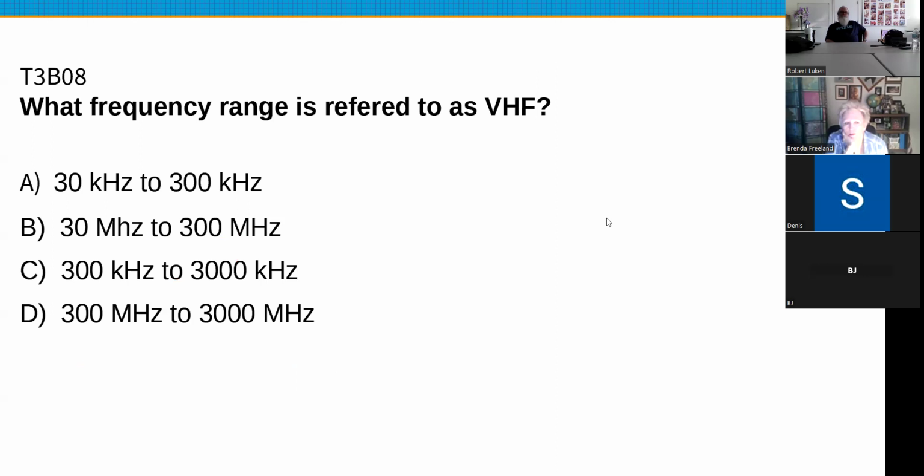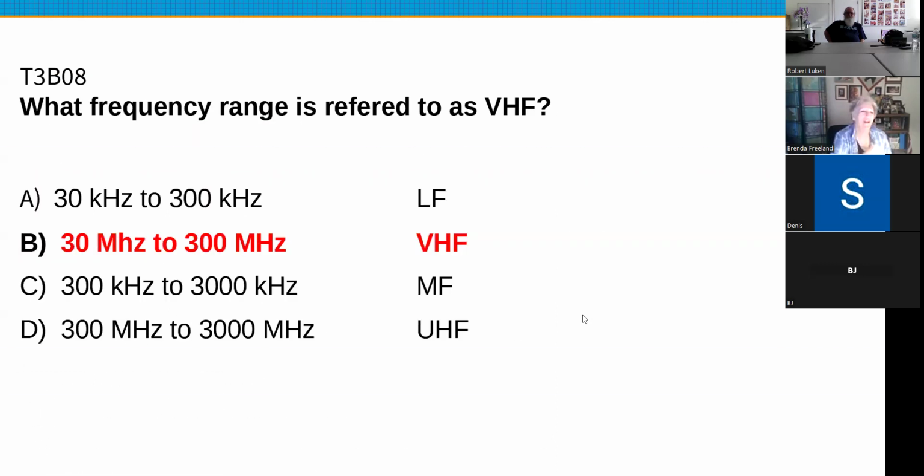What frequency range is referred to as VHF? I heard a Bravo and a Charlie and a Delta. Well, let's see what it is. It's the next one up, 10 times HF. Oh, very high, not ultra. Right.